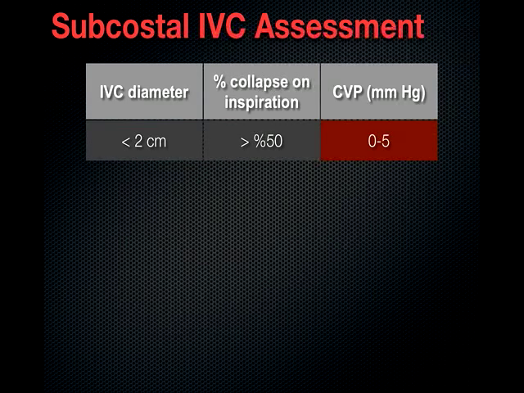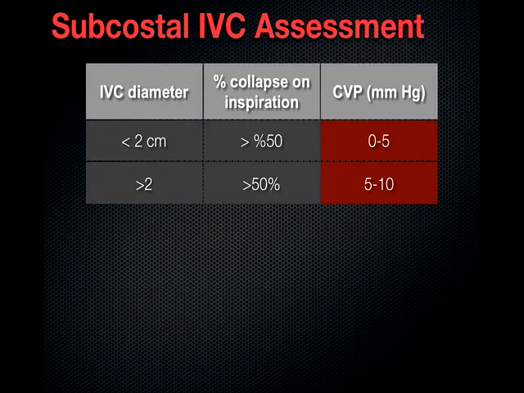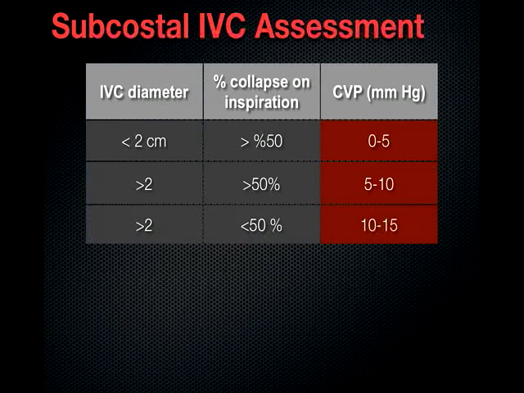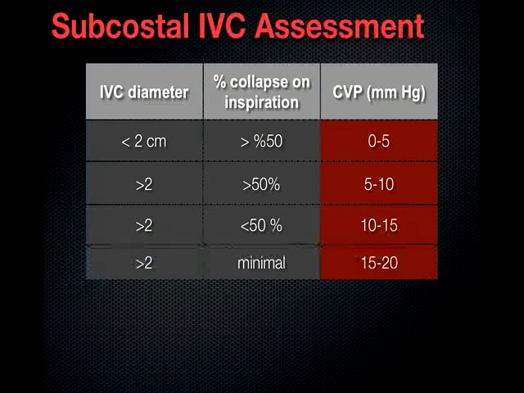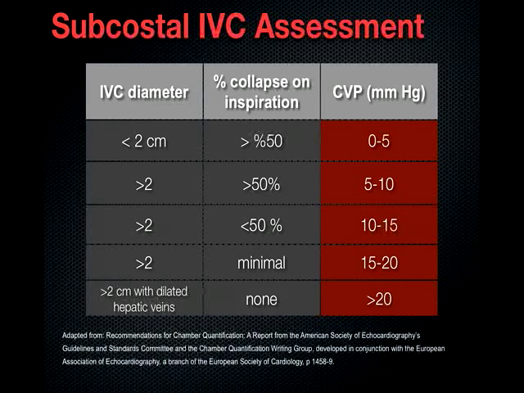And this has been looked at in several studies. And these are spontaneously breathing patients. If the IVC is larger than 2 centimeters, but still collapses more than 50%, we're still talking single-digit CVP. But if you have a larger IVC with little collapse on inspiration, your CVP is probably in the 10 to 15 range. And if it's a large IVC with no collapse, then your CVP is probably higher. If you have dilated hepatic veins with no collapse, then you're likely looking at a CVP greater than 20.